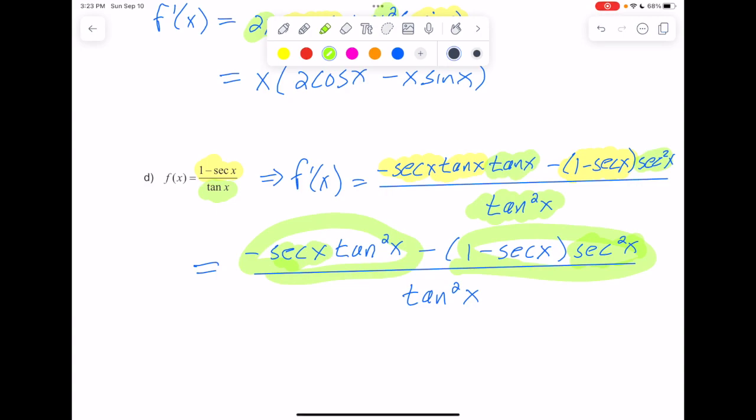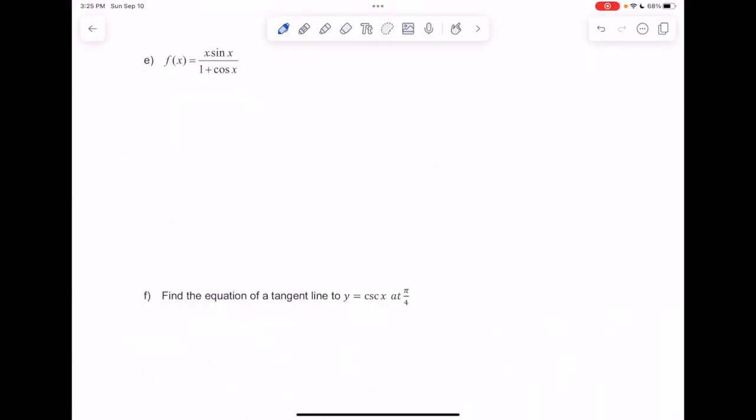So you could factor a secant out front, but it doesn't cancel with anything in the bottom, so I don't know that I would go any further. So I think I would just take this piece and say, there's my derivative. And again, we had to apply the quotient rule, couldn't really get around that. All right, let's go ahead and look at a couple more examples.